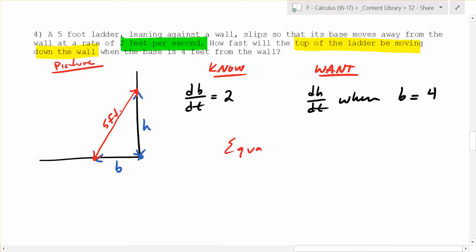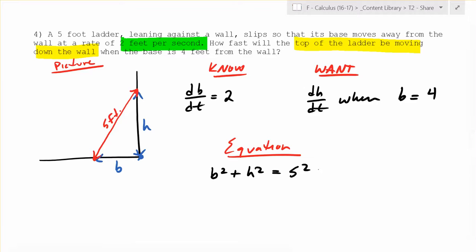So now we want to write our equation, right? We're trying to write an equation where we link what we know and what we want. So we're trying to link b and h. What's the equation going to be? b squared plus h squared equals 5 squared. And then we're going to differentiate with respect to what? t. We're differentiating with respect to t.